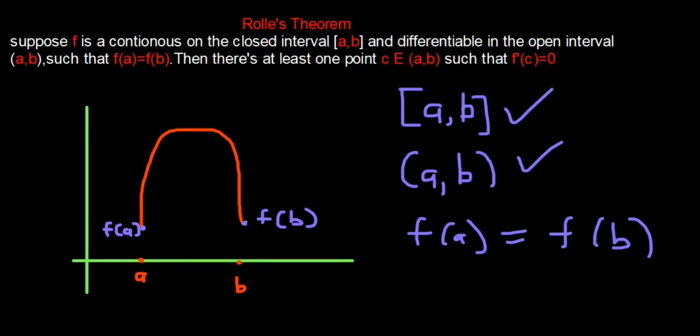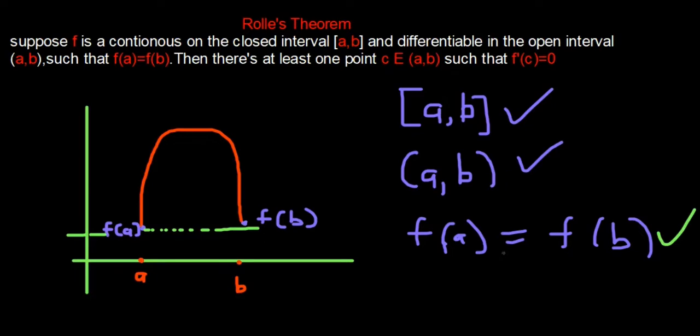And then the last condition is that f(a) should be equal to f(b). That means the corresponding y value of a should be equal to the y value of b. Looking at this graph, if I trace a straight line here, you see that f(a) equals f(b). So this condition has also been satisfied.